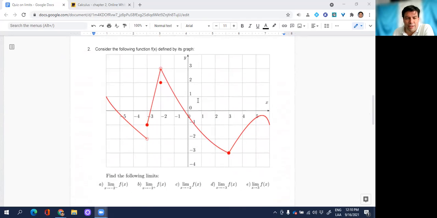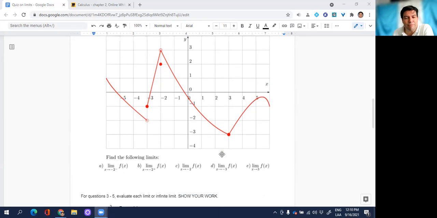Okay, number 2, taking this graph, what is the limit of f of x as x approaches -2 on the left? That's 3. On the right, that's 3. In general, at -2, the limit is 3. As x approaches -3, again, it doesn't exist because it approaches a different value from the left and from the right. And at +3, it's -3.